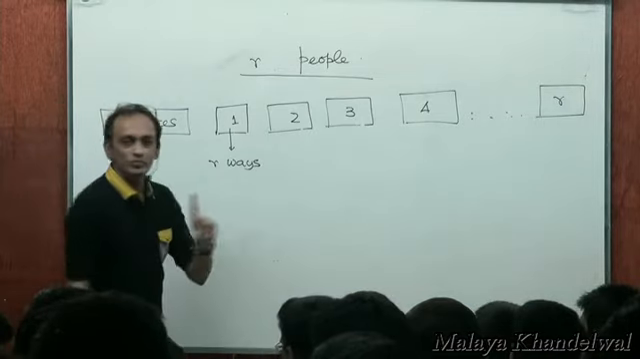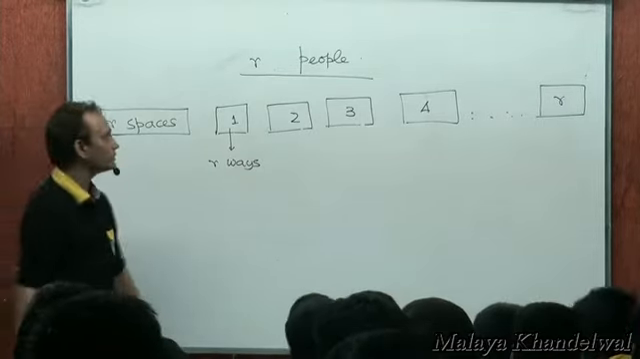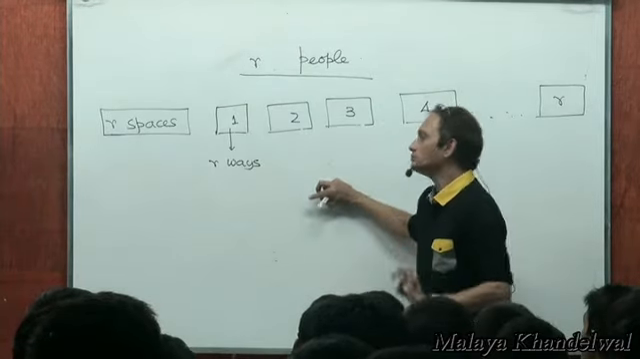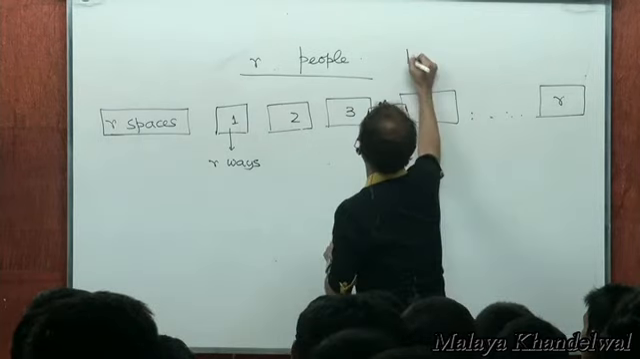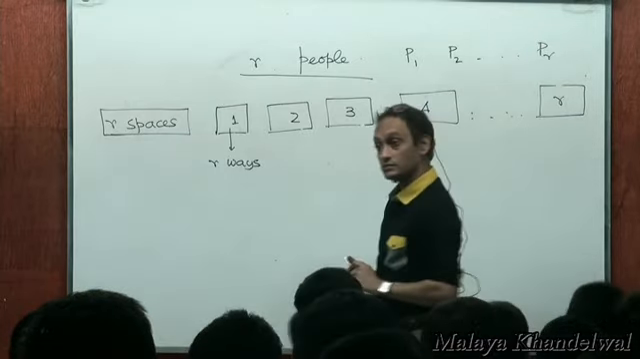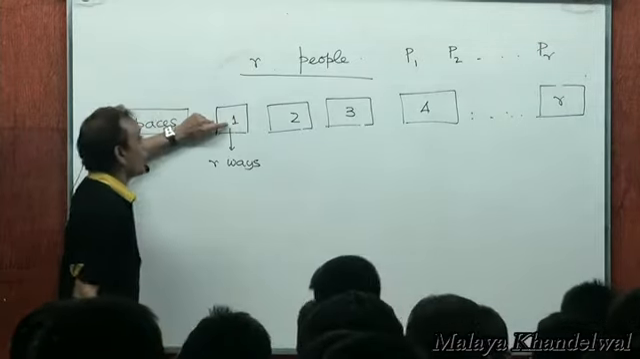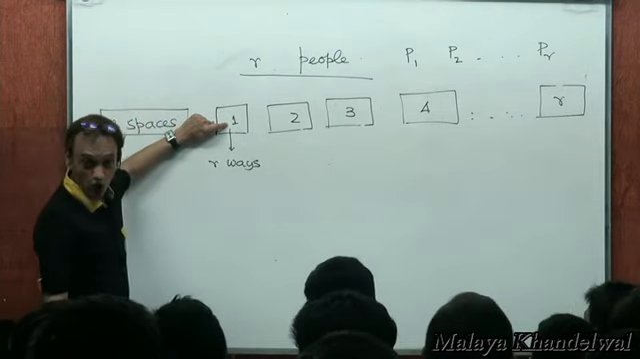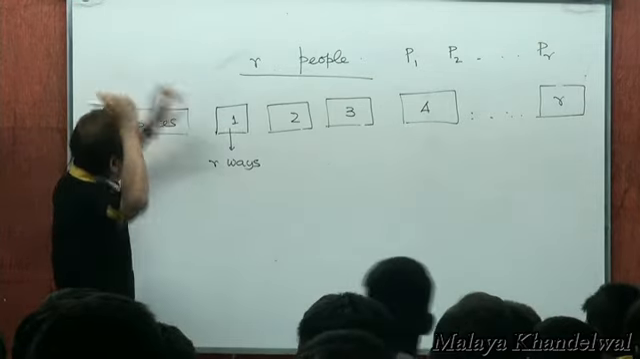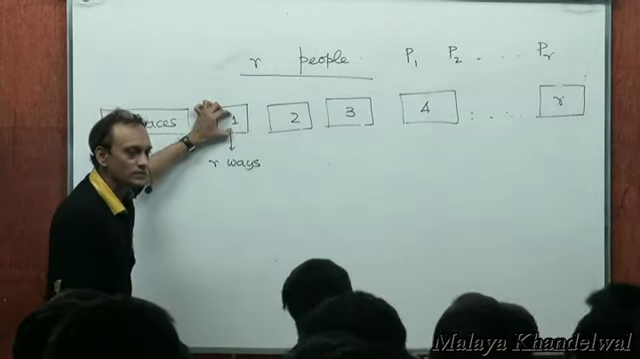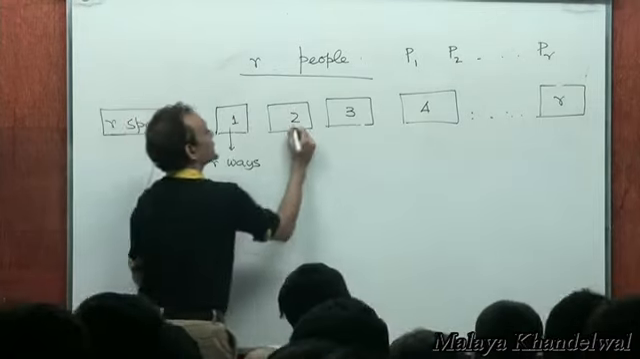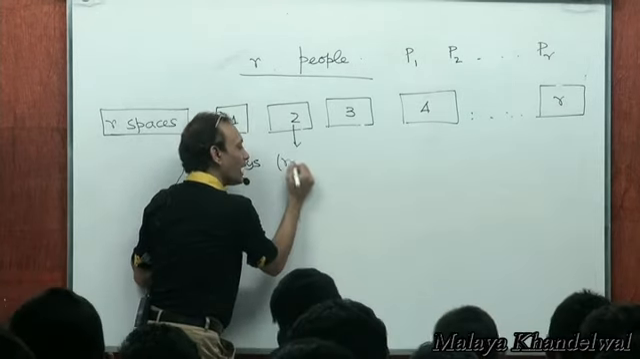So the first space could be filled up in R ways. Why? There are R people. Any one of the R people could be used to fill up these R spaces. So I could have filled up this space with P1 or P2 or P3 or PR. R ways. That means I have used up one person to fill up the space. How many people are left? R minus 1 people. That means this could be filled up in R minus 1 ways.